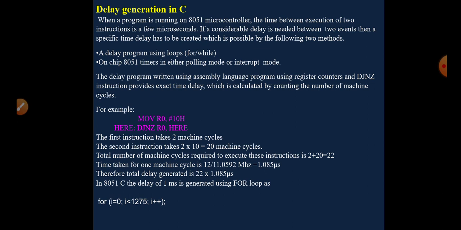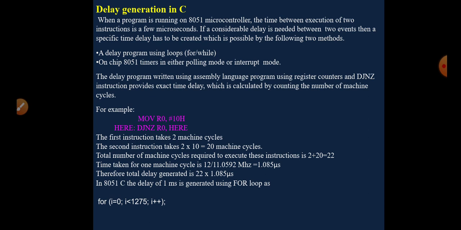Means whatever delay has to be generated can be done by two methods, either by using some dummy instructions or by performing some unuseful work, like having looping structures like for or while, or by using the inbuilt timers. Either the timers can be used in the polling mode or they can be used in the interrupt mode.